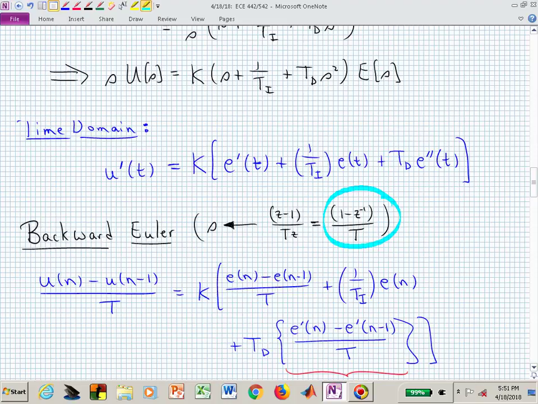The 1 over T sub I e becomes 1 over T sub I e of n, just a scaled version of the present value of the error signal. And then, when we have the second derivative, we have to go through a little bit more gymnastics. Now we're taking the difference between the first derivative pieces. And this red curly brace underneath is now going to say, okay, do that one more time with e prime of n, do it one more time with e prime of n minus 1.